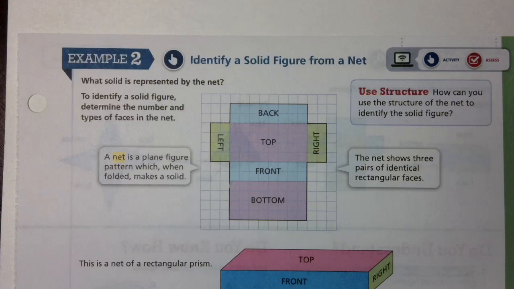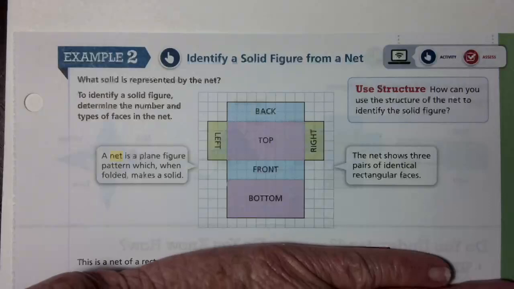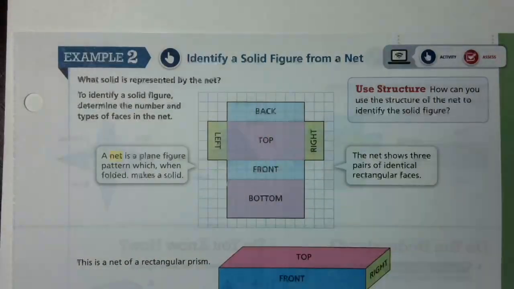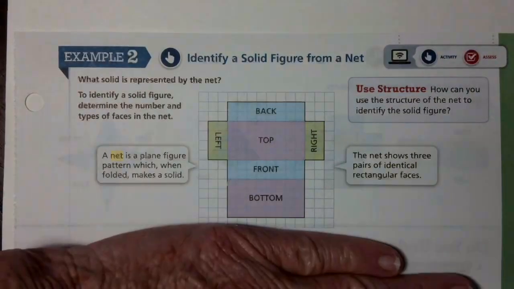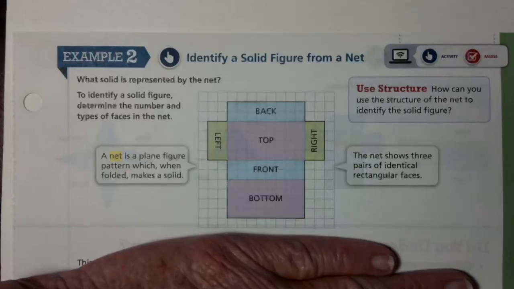Now, what they want us to do is take a net. They want us to, in our minds, fold it up, put it together, and tell them what it's going to be. So it says we want to identify a solid figure from a net. We don't want to have that. We want to be able to come up with this by looking at that.